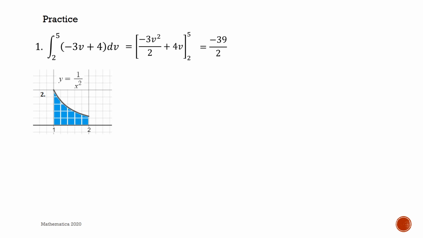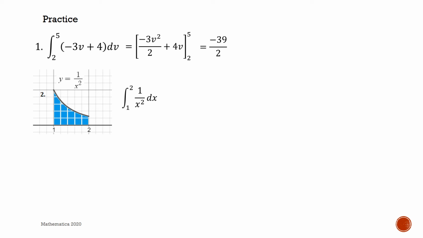Next, if I'm given a graph and I'm given a function and I'm asked to evaluate, well, this is quite simple. I know that my lower bound is 1, my upper bound is 2, and I have my function 1 over x squared. So simply write down the definite integral of 1 over x squared dx from 1 to 2. Okay.